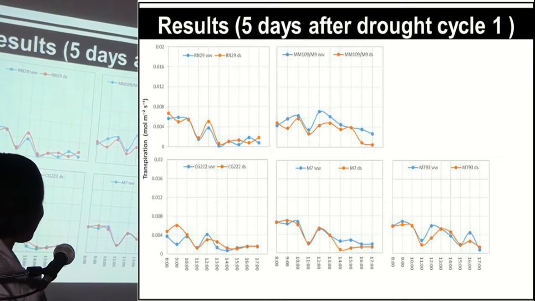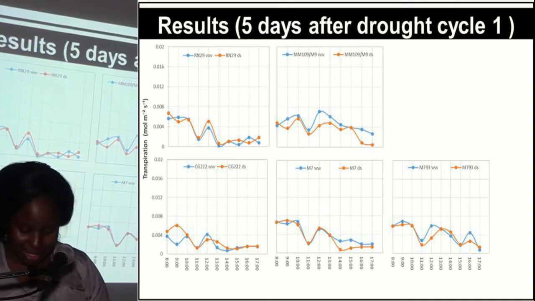Okay, just to show you what happened after inducing drought stress, we can clearly see that there were still some differences between the well-watered treatments for MM109 and the drought stress treatments. But for the other 4 rootstocks, the transpiration rate was still relatively the same, showing that MM109 may recover from drought stress at a lower rate compared to the other 4 rootstocks.